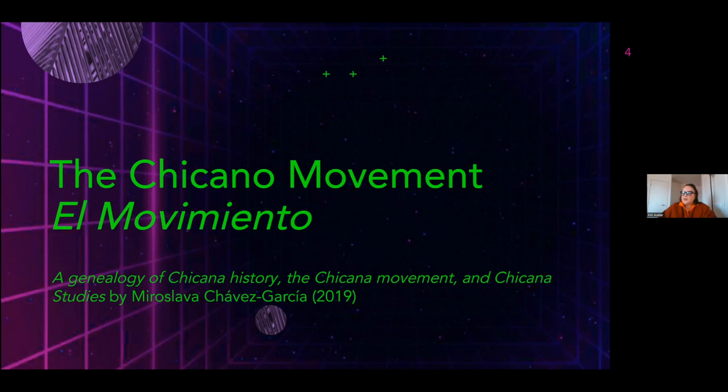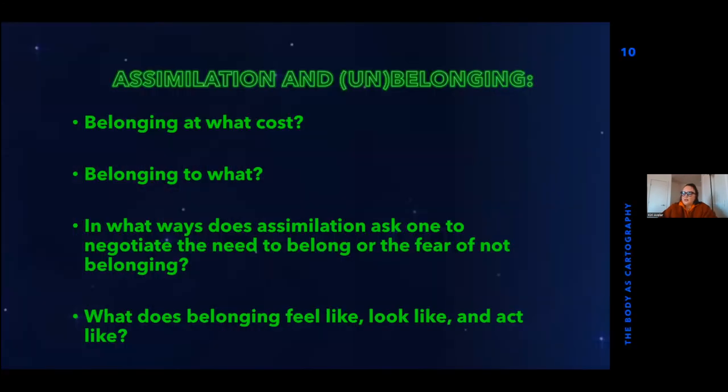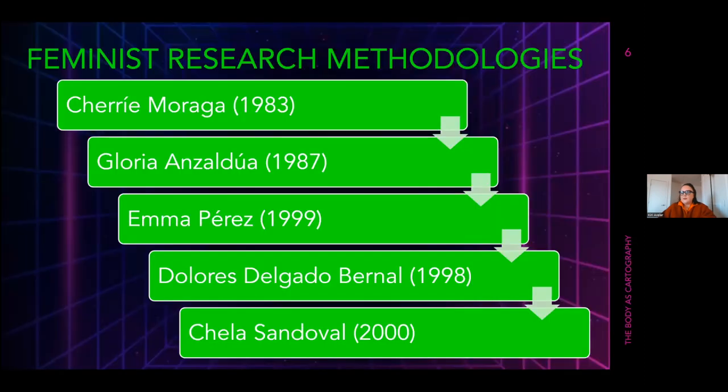This response to not belonging, or belonging yet trying to find a liberated position beside the American mainstream or Chicano patriarchy, encapsulates many developments that shape the Chicano movement and its evolution. Assimilation and unbelonging raise important yet vexing questions. Belonging at what cost? Belonging to what? In what ways does assimilation ask one to negotiate the need to belong or the fear of not belonging? What does belonging feel like, look like, and act like?